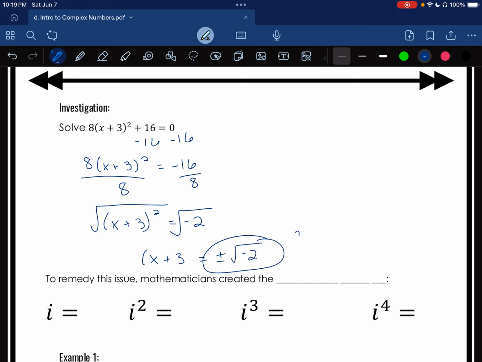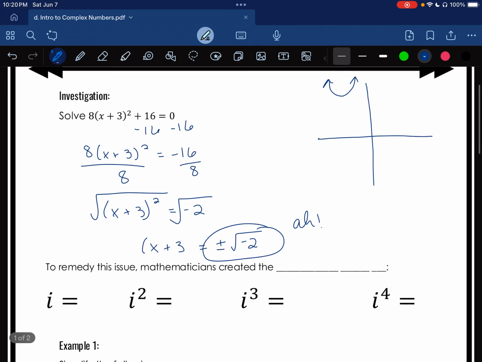What? At this point, you might be like, we can't have that, right? So at this point in the past, you probably would have said, no solution. We can't do this, right? So some quadratics, when you go to solve them, you get something like this. We've seen what this looks like graphically, right? It looks something like this, where it's not coming in contact with the x-axis, and you couldn't solve this.